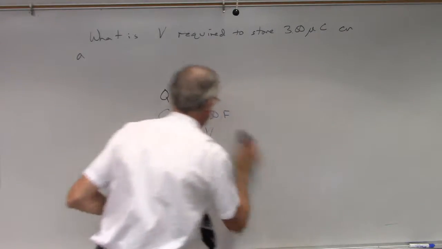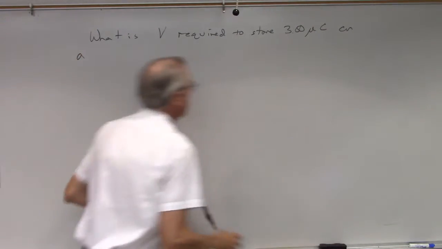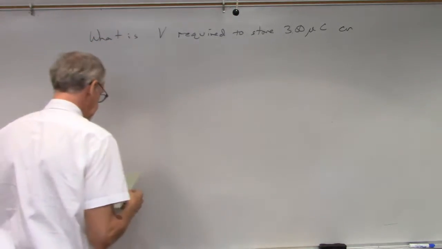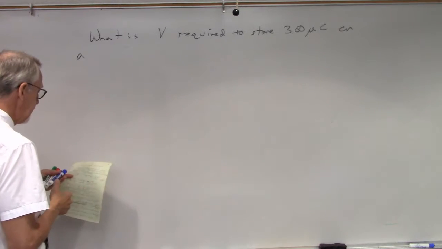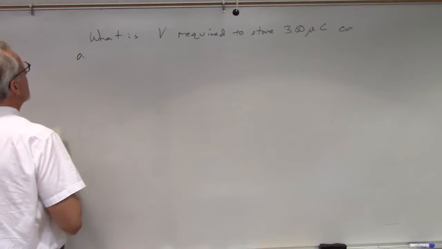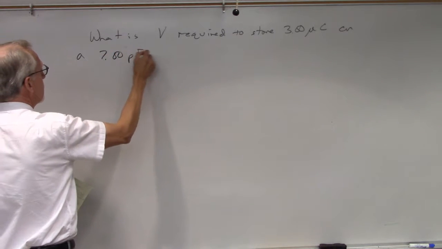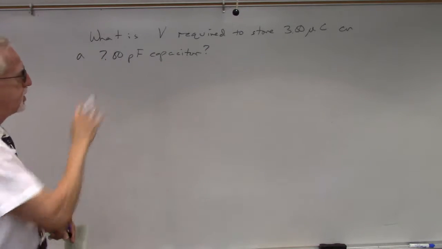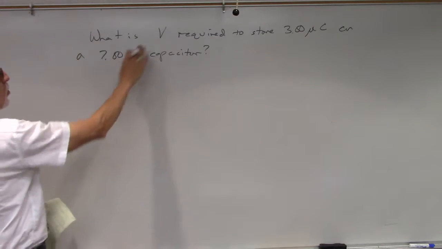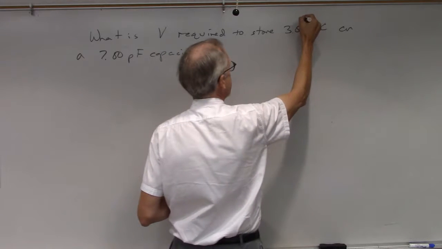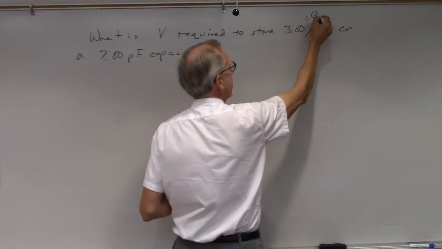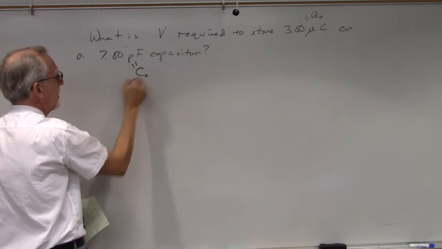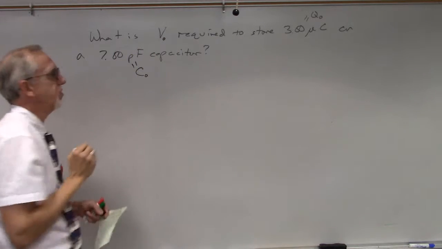Okay, so back to our problem. What is the voltage required to store 3 microcoulombs on, let's say, a 7 picofarad capacitor? And let's assume at this point it's vacuum filled. Well, this would be the charge, and let's assume this is vacuum filled, so I'll call that Q naught. If it's vacuum filled, this will be C naught. And so we're actually looking for V naught to start with.